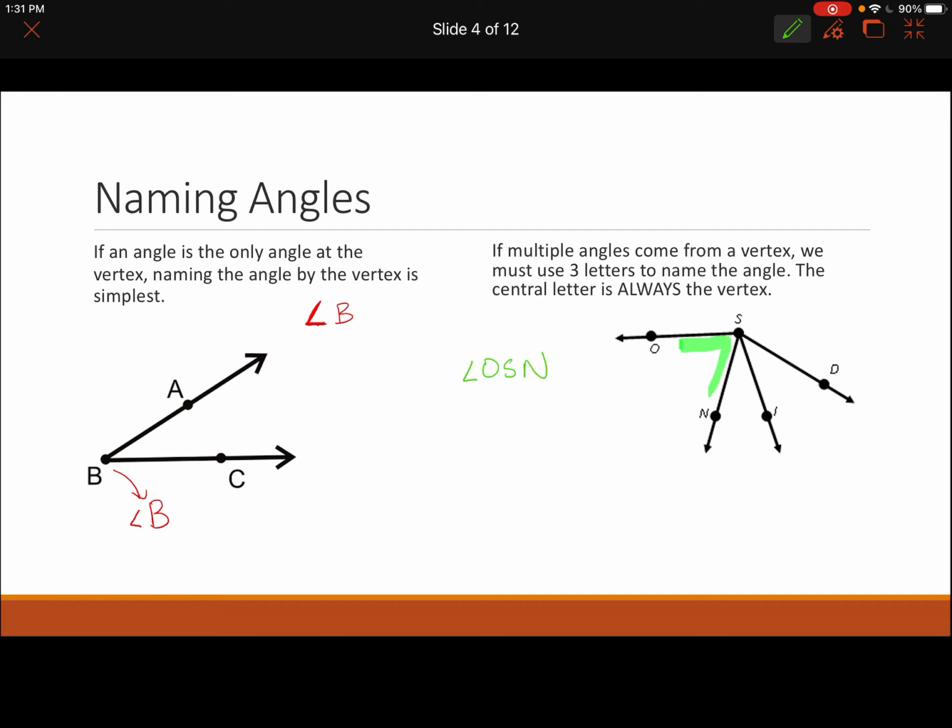When you use 3 letters to name an angle, the vertex needs to be the middle letter. And since S is the vertex, we're going to have angle OSN, and that's the same as angle NSO. The order of the outside letters doesn't matter. The middle letter is going to have to be the vertex. So angle OSN and angle NSO are the same angle. So those angles are congruent.